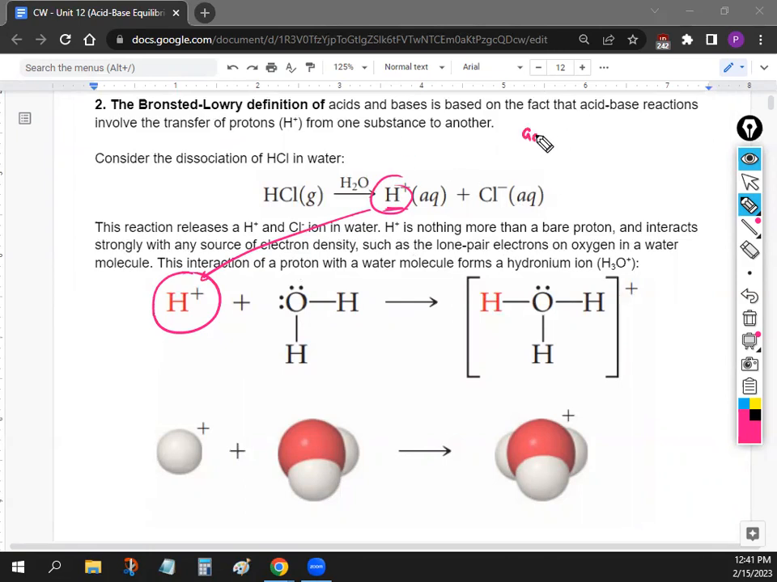So if we want to write that simply, an acid in this definition is an H plus donor, and a base is going to be an H plus acceptor. Compounds that give H plus to other compounds are acids in this definition. Compounds that receive H plus are going to be a base.